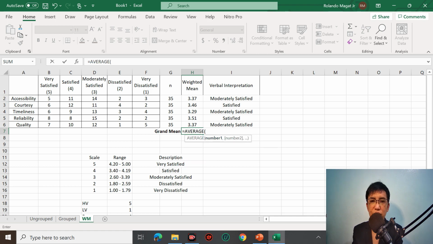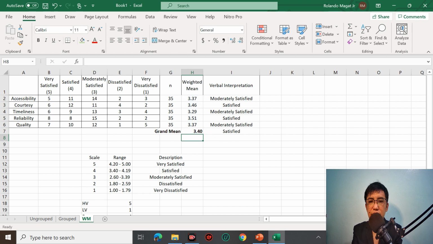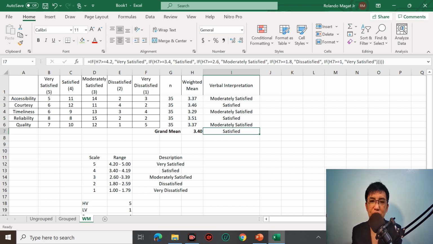Type in average. Then, tayo doon sa H2. Drag it to H6. Close parenthesis. Then, enter. Okay? Notice, may lumabas na kagad to. 3.40. So, the grand mean is 3.40. Okay? And the overall satisfaction level of the respondents in that particular government agency in the city of Manila in terms of accessibility, courtesy, timeliness, reliability, and quality is satisfied. Okay? Is satisfied. That's evidenced by their grand mean of 3.40.